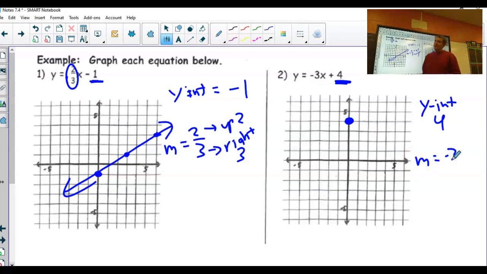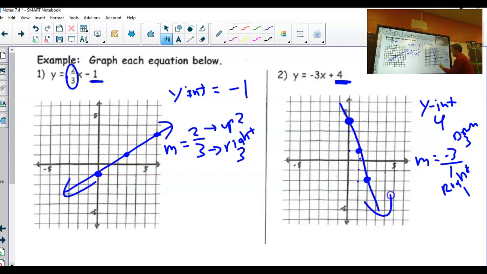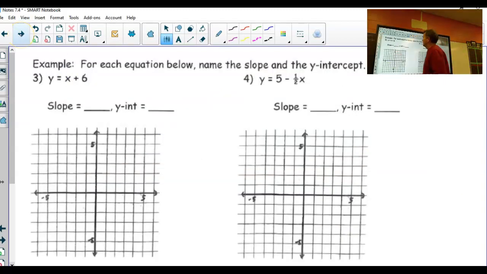Now, -3 is not a fraction, so I'm going to make it a fraction by putting it over 1. And what is that slope telling me to do? It's telling me that this line goes down 3 every time it goes right 1. The top number is telling me down 3. The bottom number is telling me right 1. So I would go down 3, right 1. Down 3, right 1. And I have drawn the line. You gotta love it.